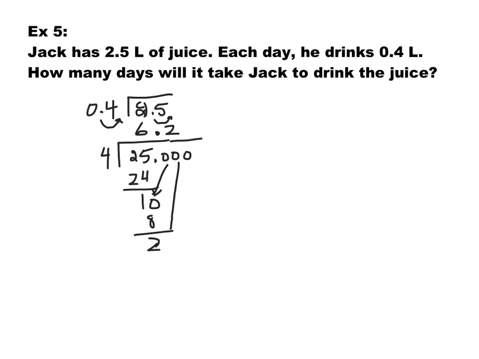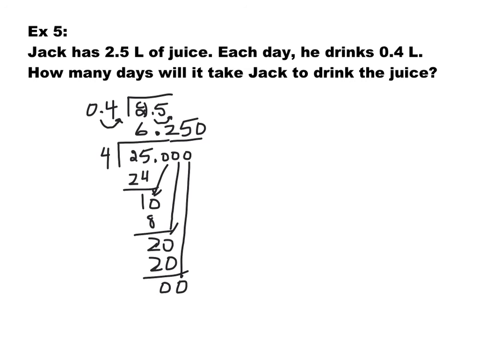I bring this 0 down. I get 20. 20 divided by 4 gives me 5. 5 times 4 is 20. And it becomes 0. The last 0, I bring it down. Again, I get 0. 0 divided by 4 gives me 0. And again, remember that the last 0 doesn't mean anything because it's after the decimal.